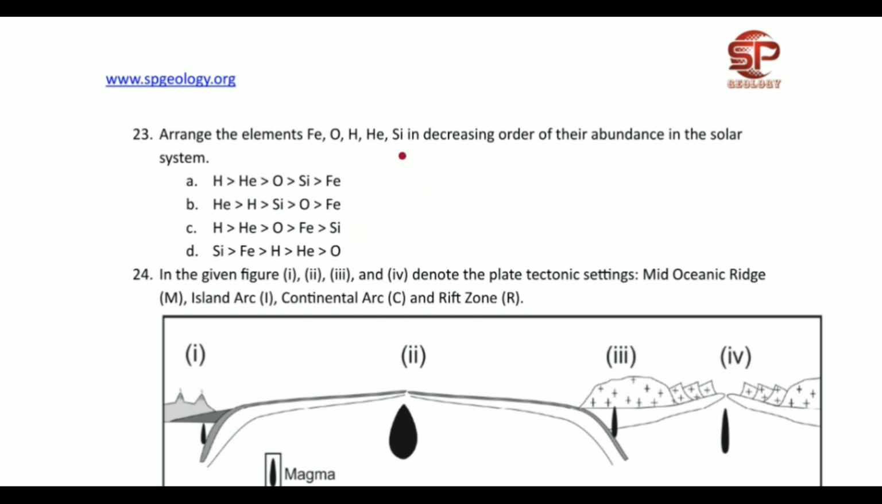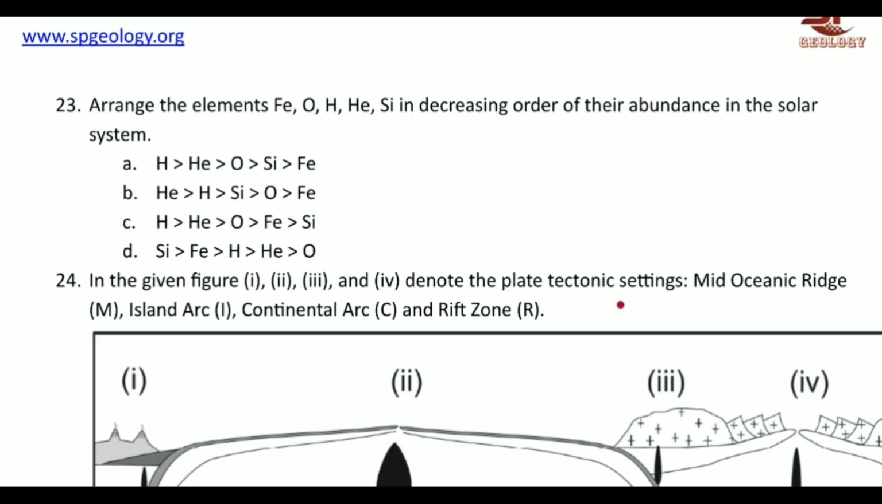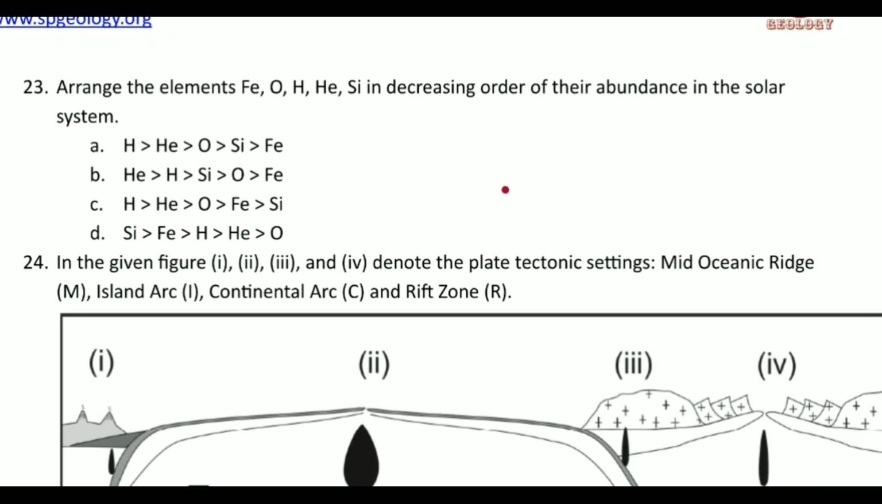Just arrange the elements in order of their abundance. So first it will be hydrogen. It is the most abundant element in the solar system. Then comes helium, then oxygen, then silicon, then iron. So this is the decreasing abundance. So the answer will be A.